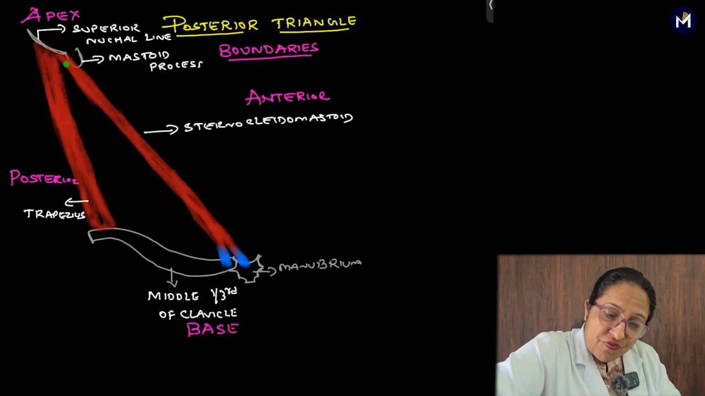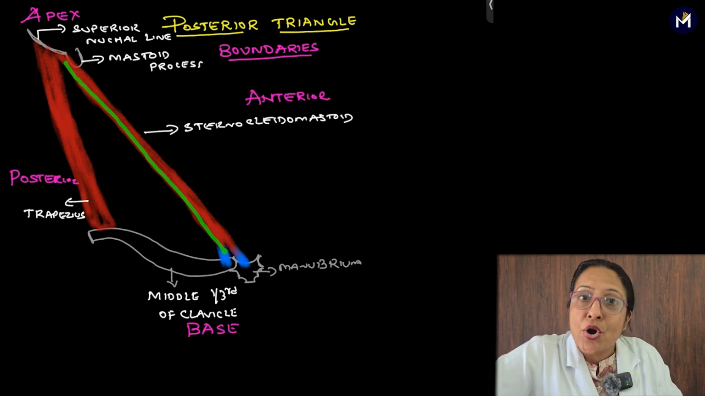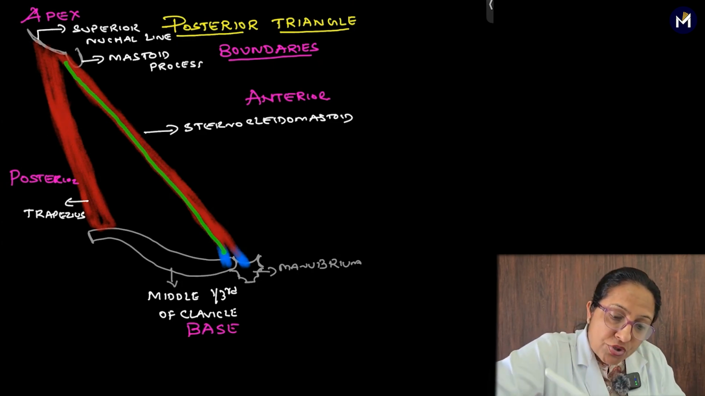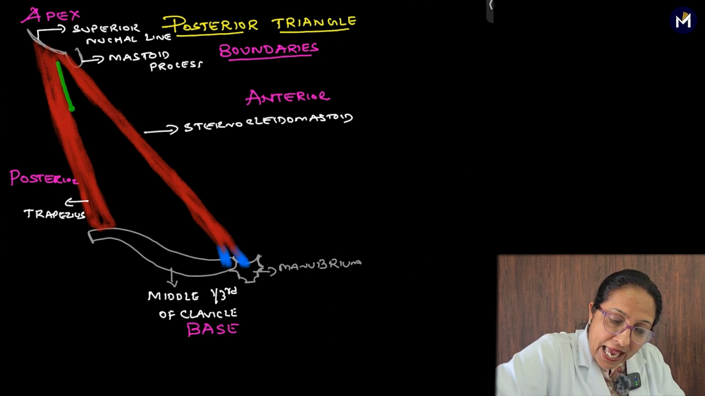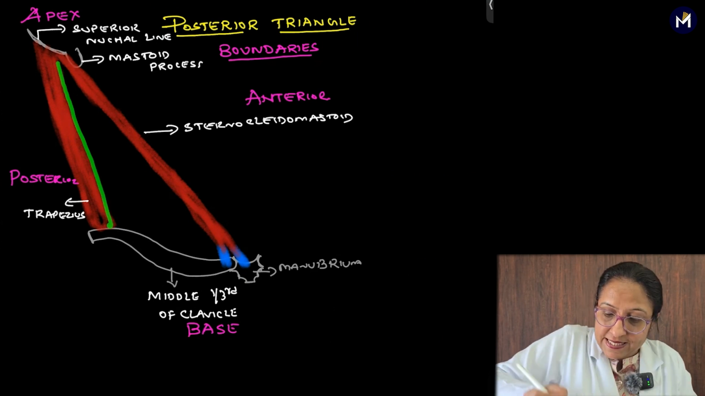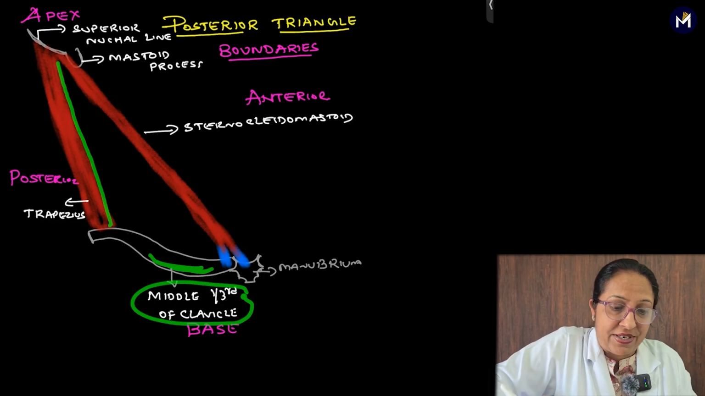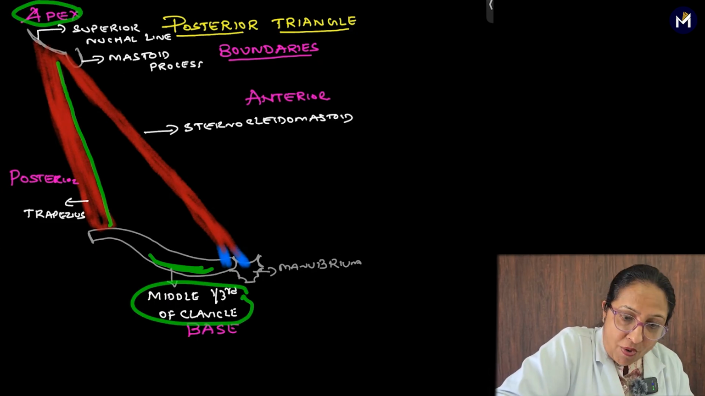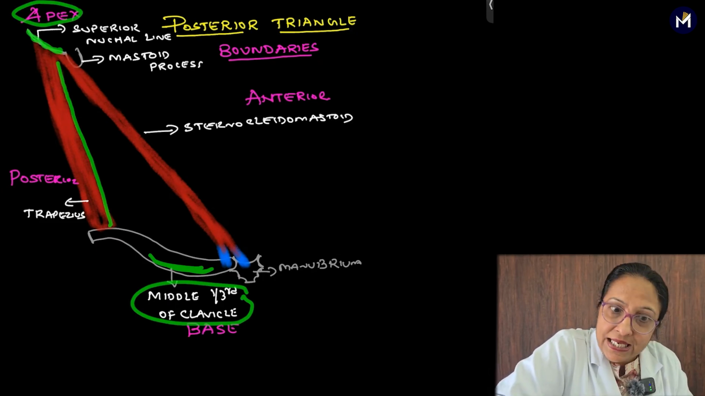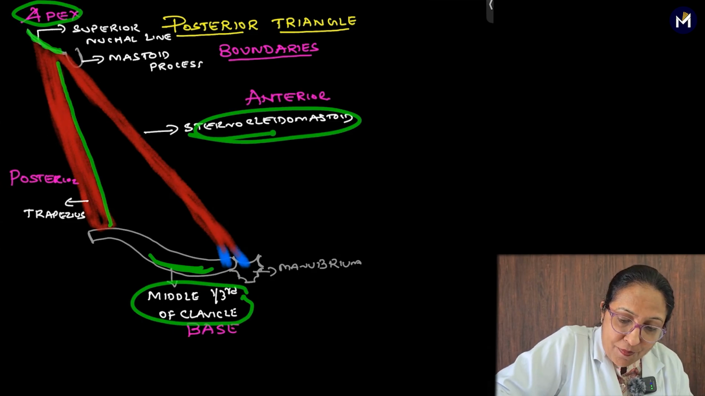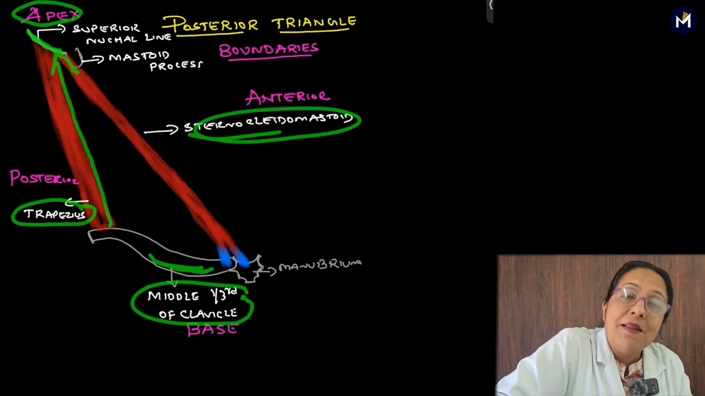Anterior boundary is formed by posterior border of sternocleidomastoid. Posterior boundary is formed by anterior border of trapezius. Base is formed by middle 1/3 of the clavicle and apex is formed at the superior nuchal line where sternocleidomastoid and trapezius meet. Then the roof, which is formed by skin, superficial fascia. In the superficial fascia is platysma, which we will not draw over here.